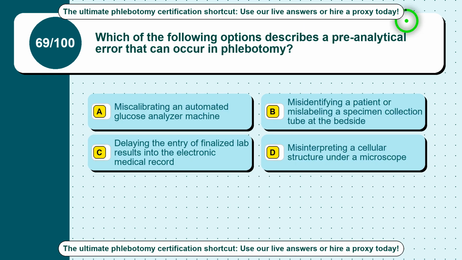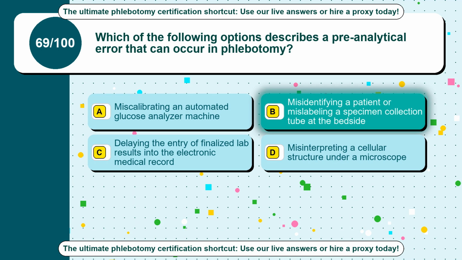Question 69. Which of the following options describes a pre-analytical error that can occur in phlebotomy? Option A, miscalibrating an automated glucose analyzer machine. Option B, misidentifying a patient or mislabeling a specimen collection tube at the bedside. Option C, delaying the entry of finalized lab results into the electronic medical record. Option D, misinterpreting a cellular structure under a microscope. The correct answer is option B, misidentifying a patient or mislabeling a specimen collection tube at the bedside.